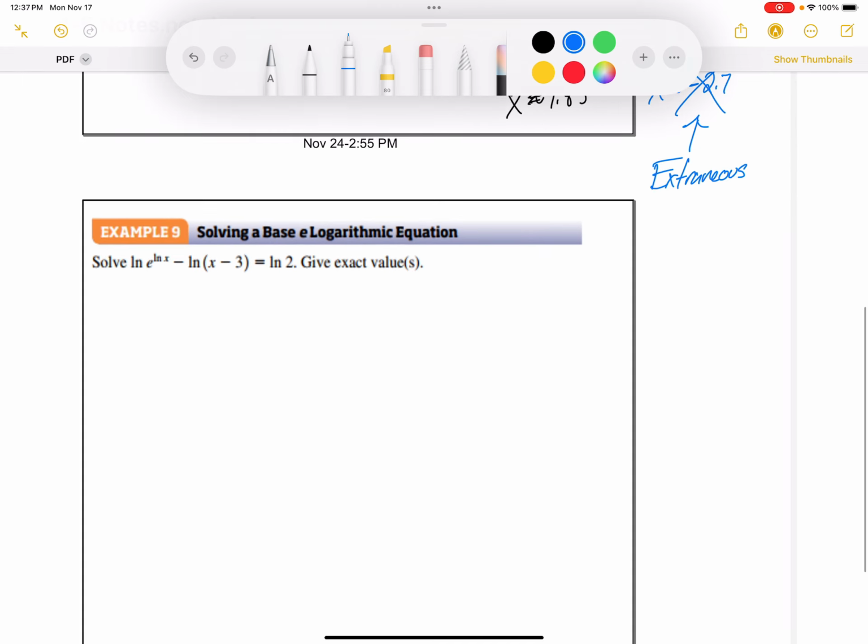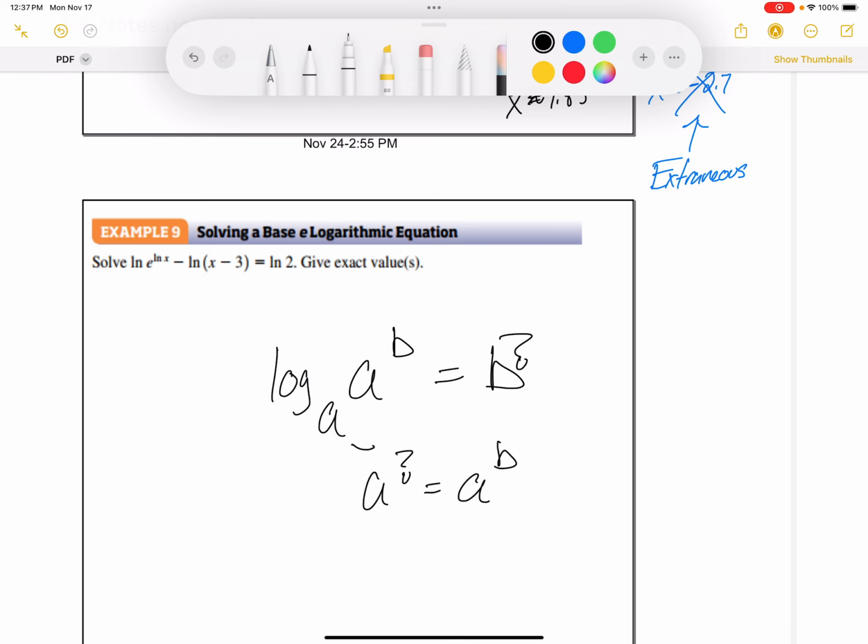All right. So this one. Couple things to know when you're looking at this one. If you have log base a of a to the b power, then this thing is automatically equal to b. We talked about this before. Basically, if you don't know what this is and say question mark, then a to the question mark power is equal to a to the b power. So these two things are equal. Keep that in mind.